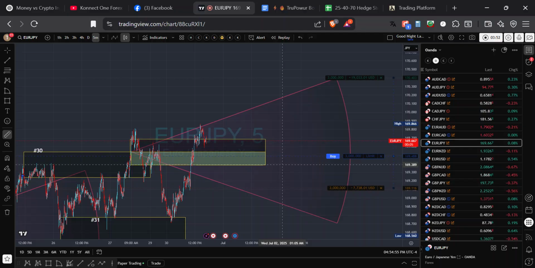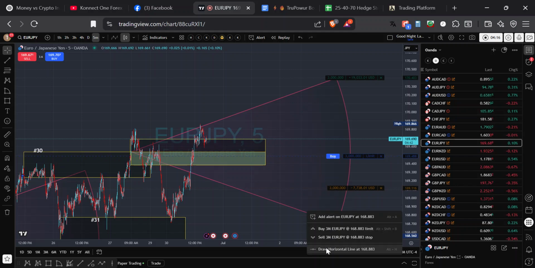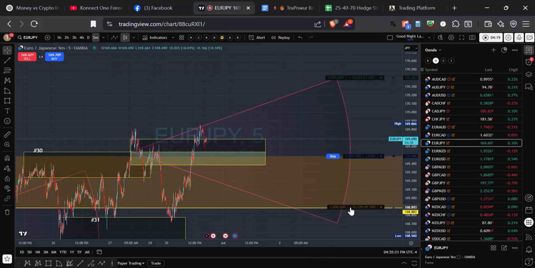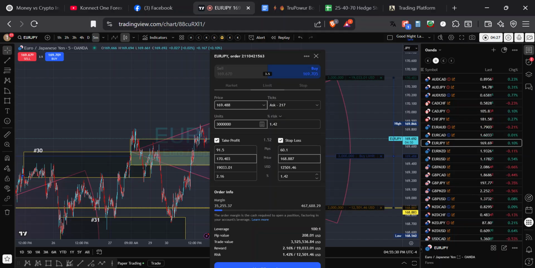SL would be down here, 40. It's close enough. SL will be about right there. So that's kind of a one, 152. Really, it's like a 1 to 3, like a 1 to 3.5 RR. Okay.